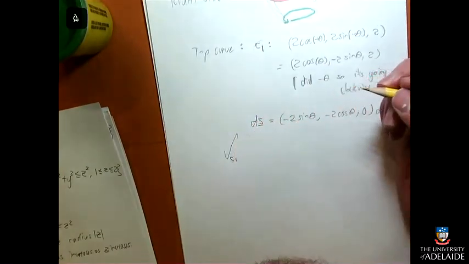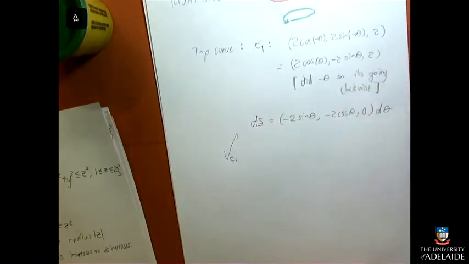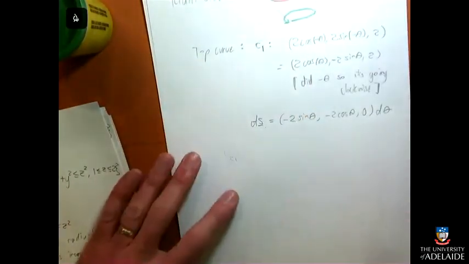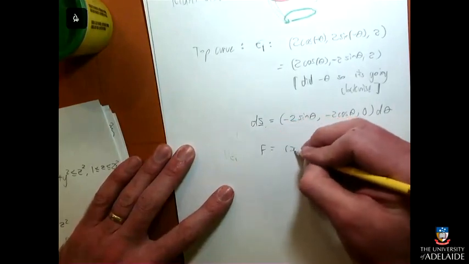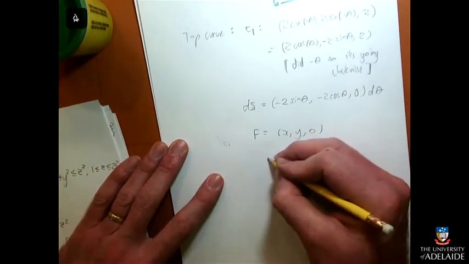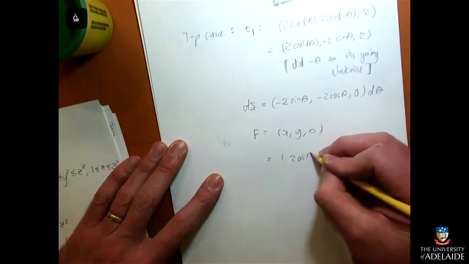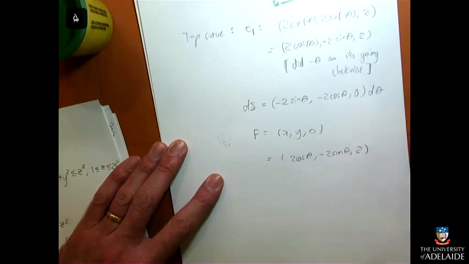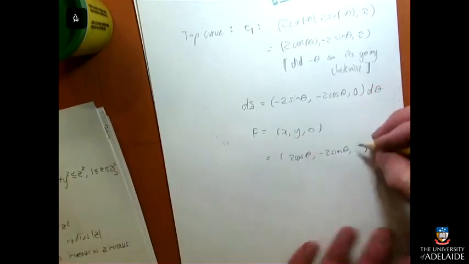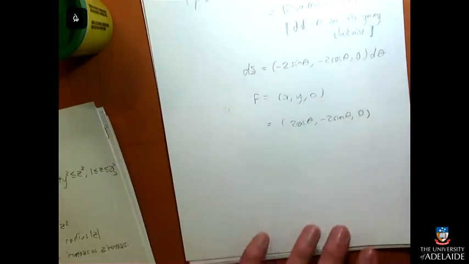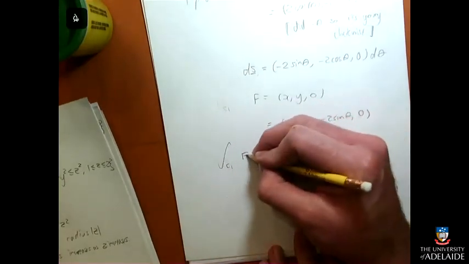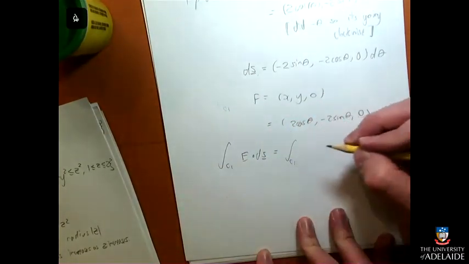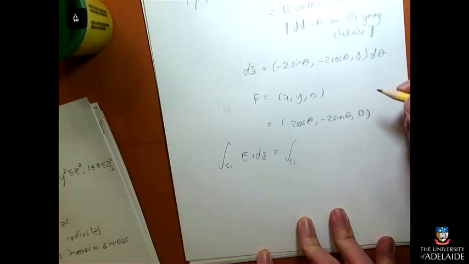what's this thing called, f? Just a second. F was x, y, 0, which in our case is going to be 2 cos theta, sine theta 2, 0. Okay. All right, so the integral around the curve of f dot ds is going to be the integral around the curve. I really should have done the dot product first.